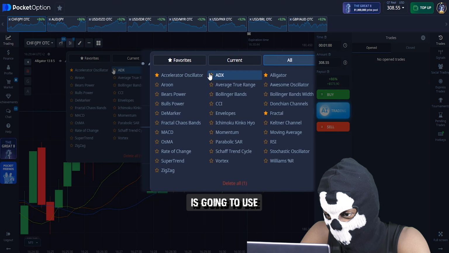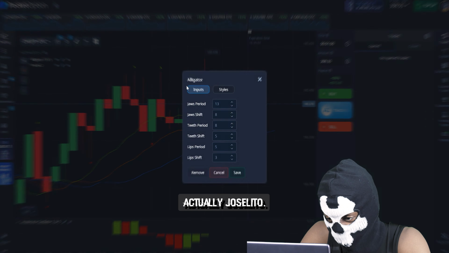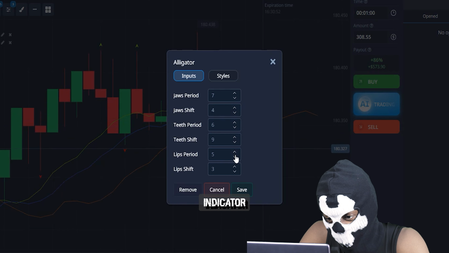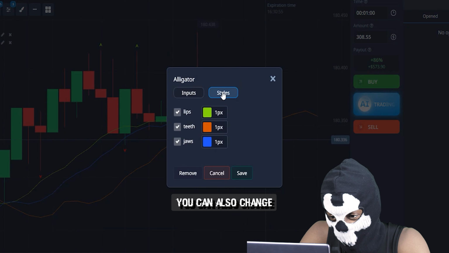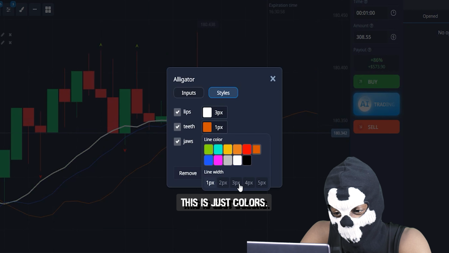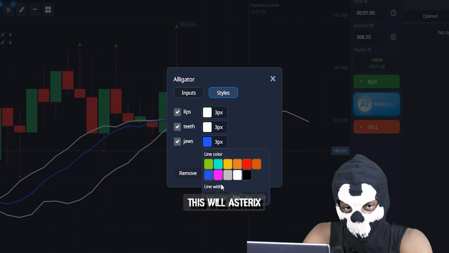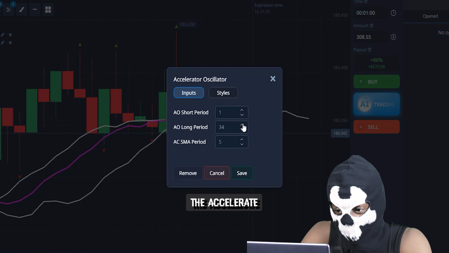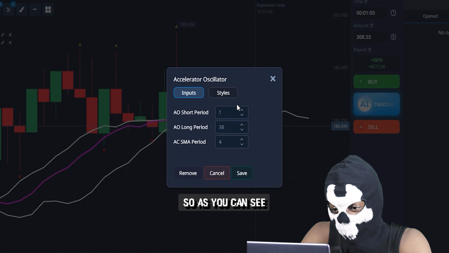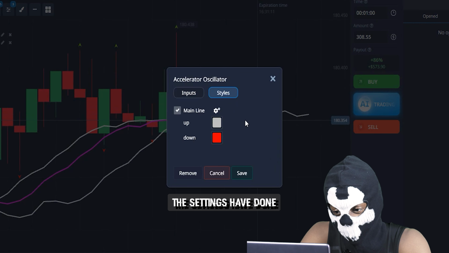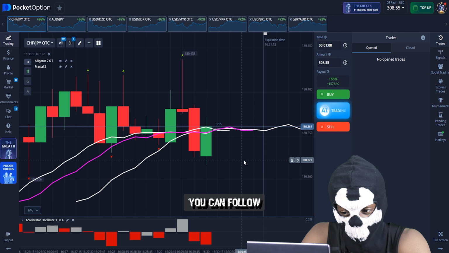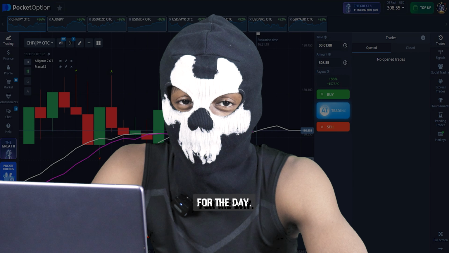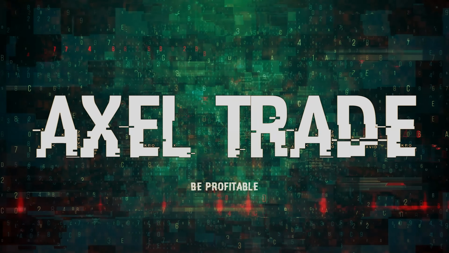These are the indicators I'm going to use: alligator, accelerator oscillator. So I'm going to edit my alligator indicator, as you can see here. You can also change the styles if you feel like. As I always say, this is just colors, just for aesthetic purposes, so you can see the lines more clearly. I'm also going to edit the accelerator oscillator. You can follow all the settings I've done, even the style, if you feel like. So that's basically the setup we're going to use for today. Let's start trading and head into the first trade of the day.